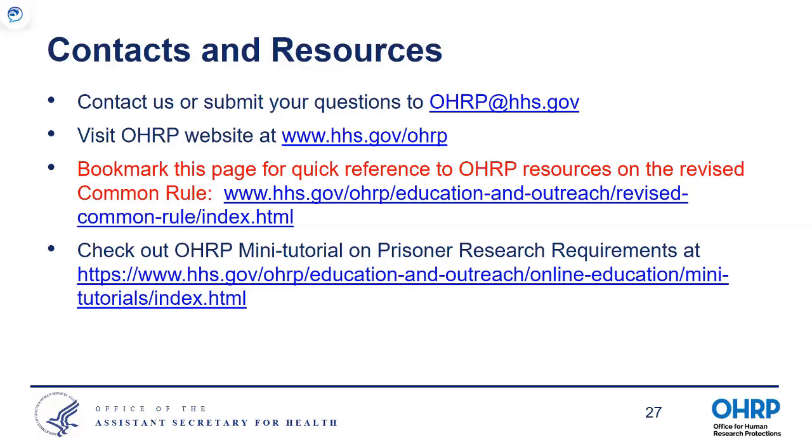We will be providing the slides as a PDF file for you. I want to point out this particular resource, the last bullet here. It is a set of mini tutorials on prisoner research requirements that are on our website. Go to the OHRP website, then education and outreach, then online education, and you'll be able to find the mini tutorials. They're about 15 minutes each, going through the essentials about understanding how to do research with prisoners.